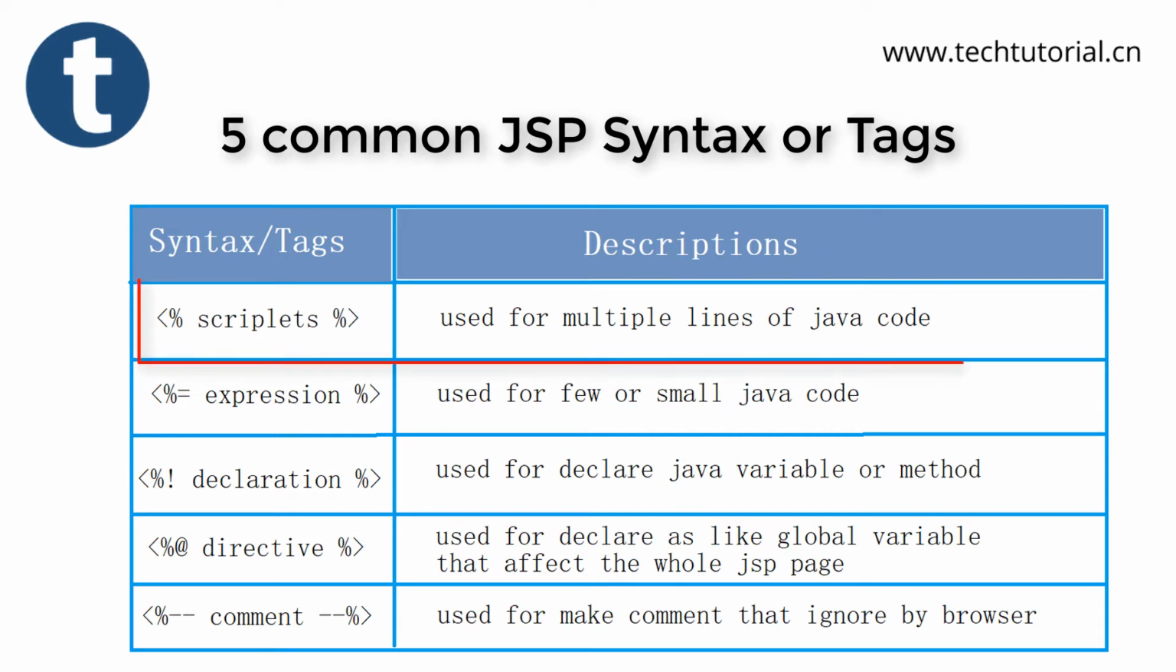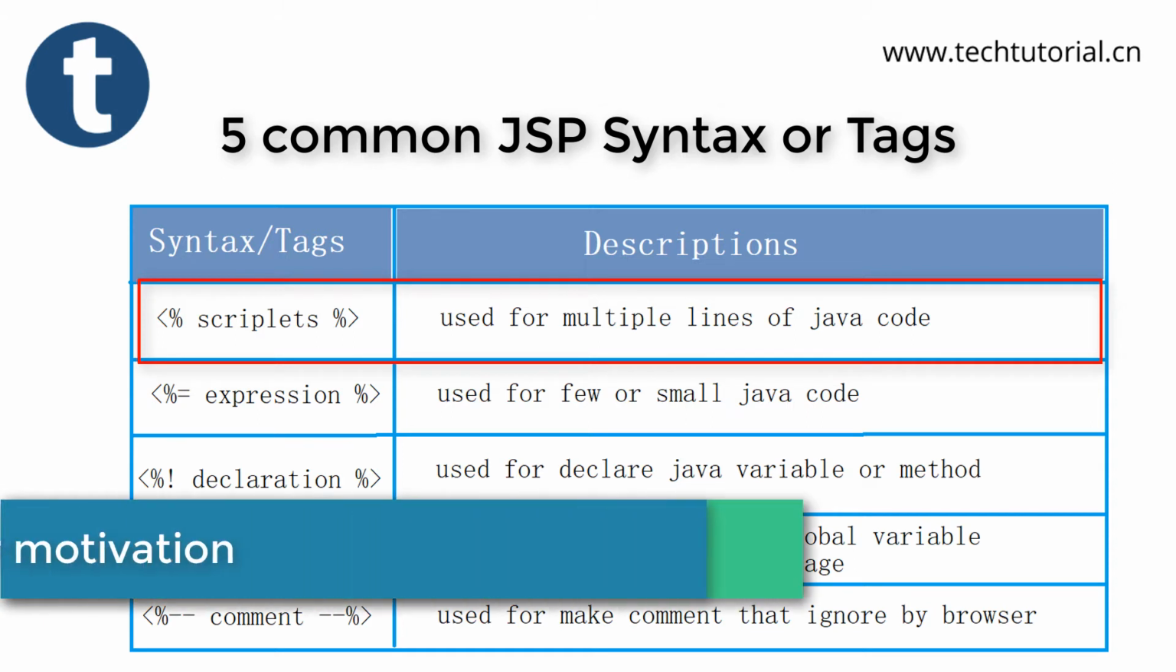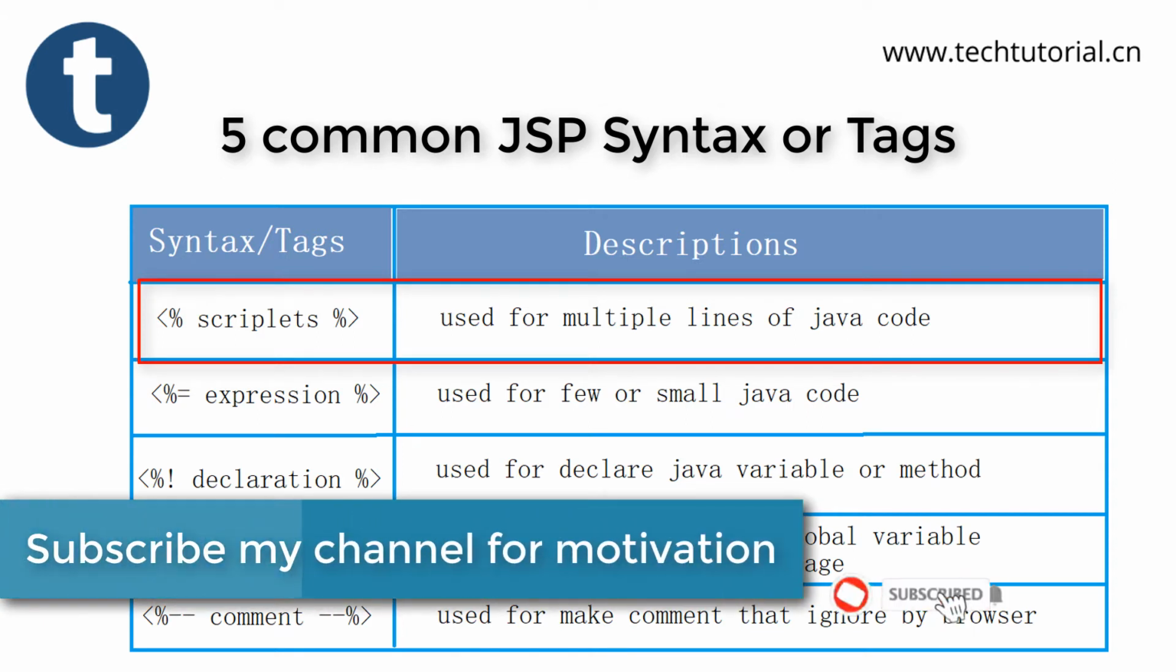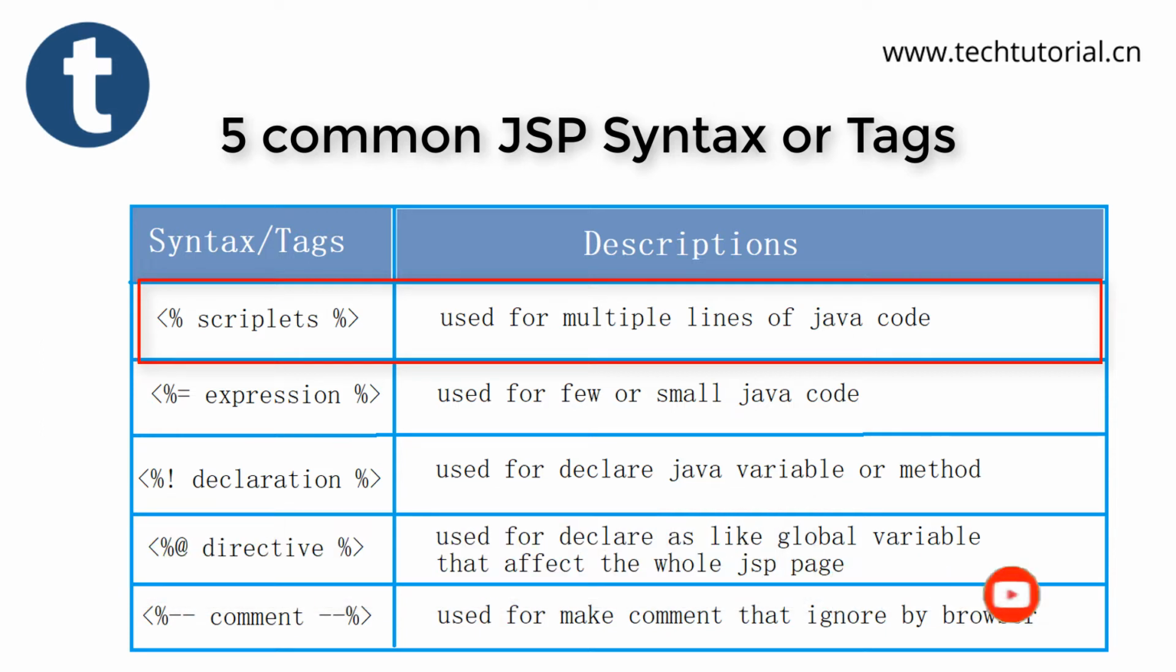The first one is the scriptlet tag. It starts with angle bracket percentage. The scriptlet tag allows you to write Java code inside a JSP page. Using scriptlet tags, you can write multiple lines of Java code.